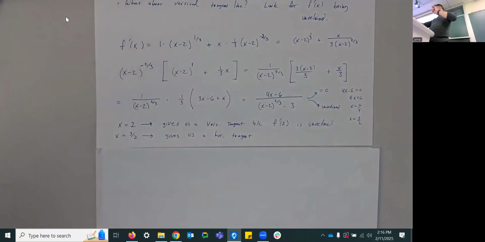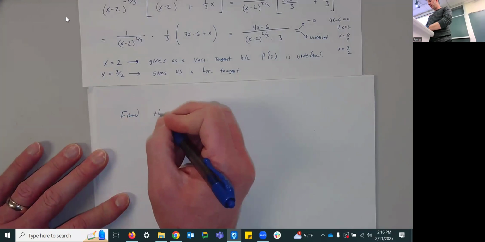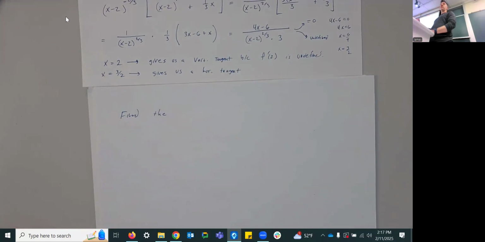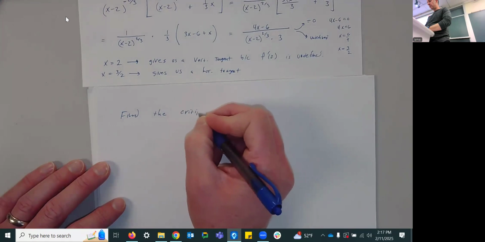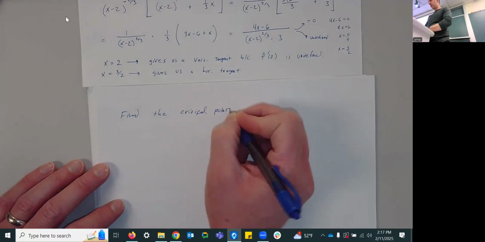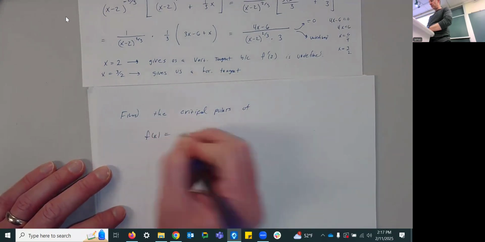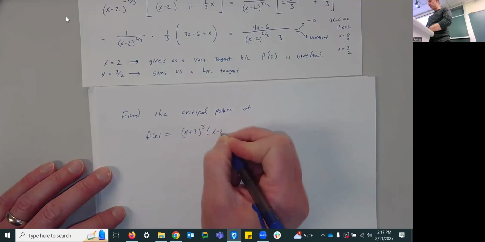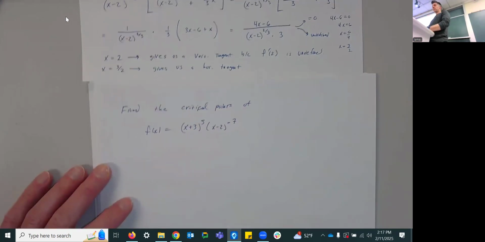Before we get to the question you have, let's look at one more example. Let's say we want to find what I'm going to call just critical points, because that's actually what this question is finding: where either the derivative is 0 or the derivative doesn't exist. Find the critical points of, I'll say something stupid, that's fine, f of x equal to x plus 3 to the 5th times x minus 2 to the negative 7th.